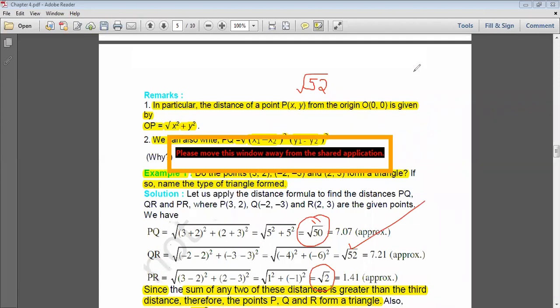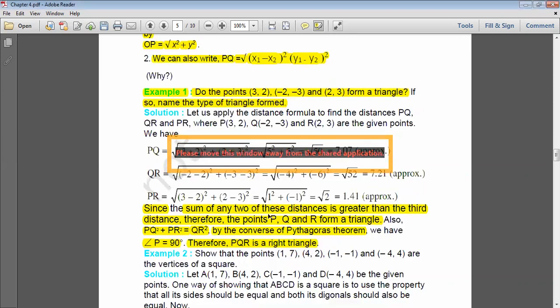Clear? Okay, fine. Now we are going to solve the next example. Example 2. Show that the points (1, 7), (4, 2), (-1, -1), and (-4, 4) are the vertices of a square.